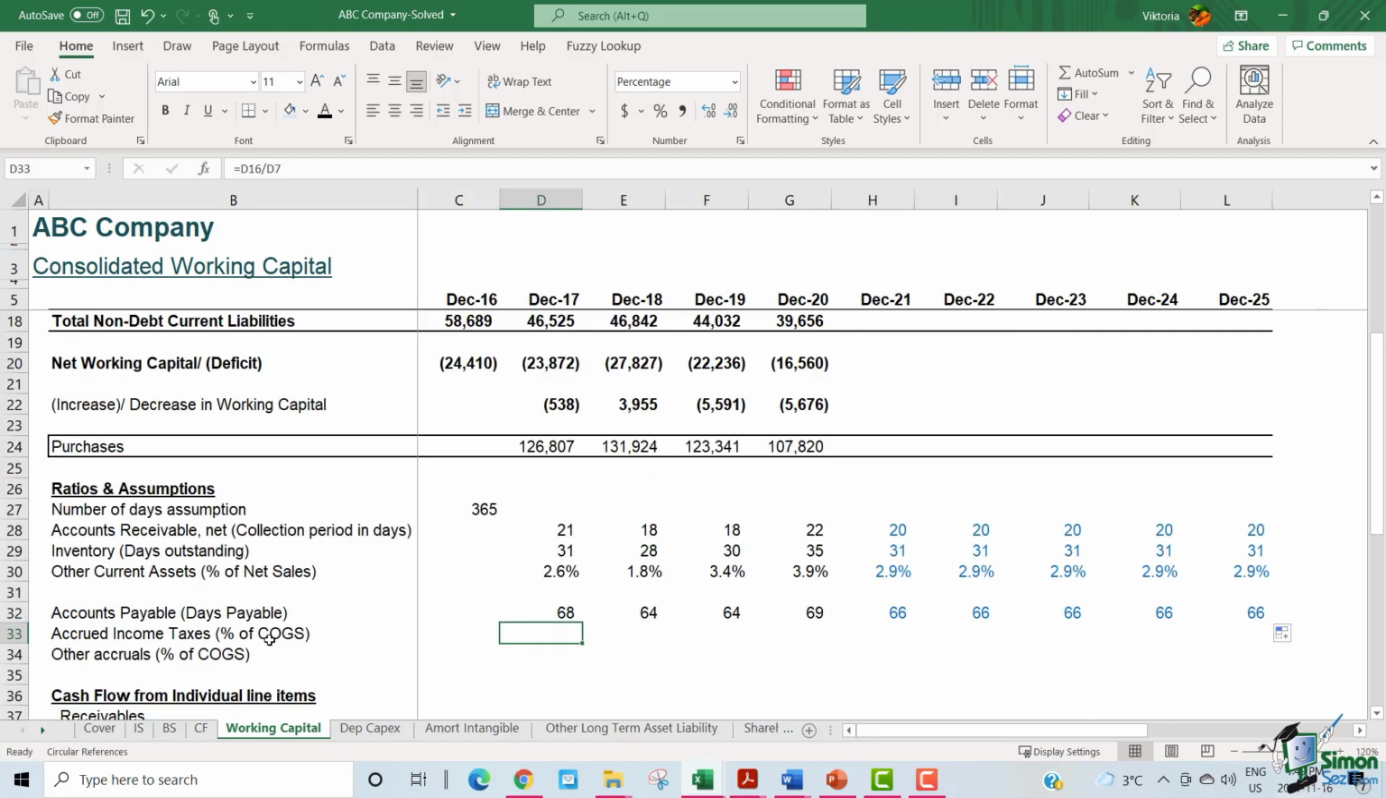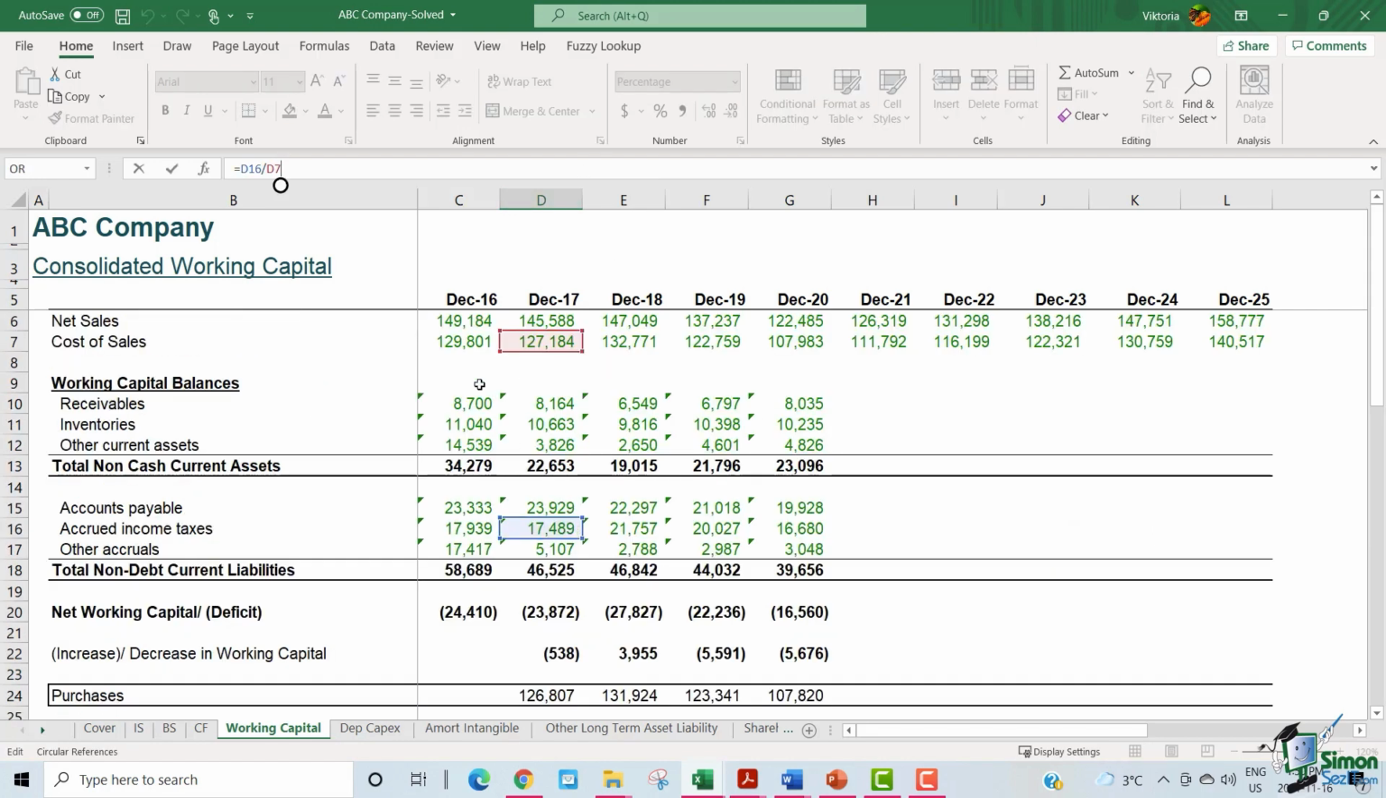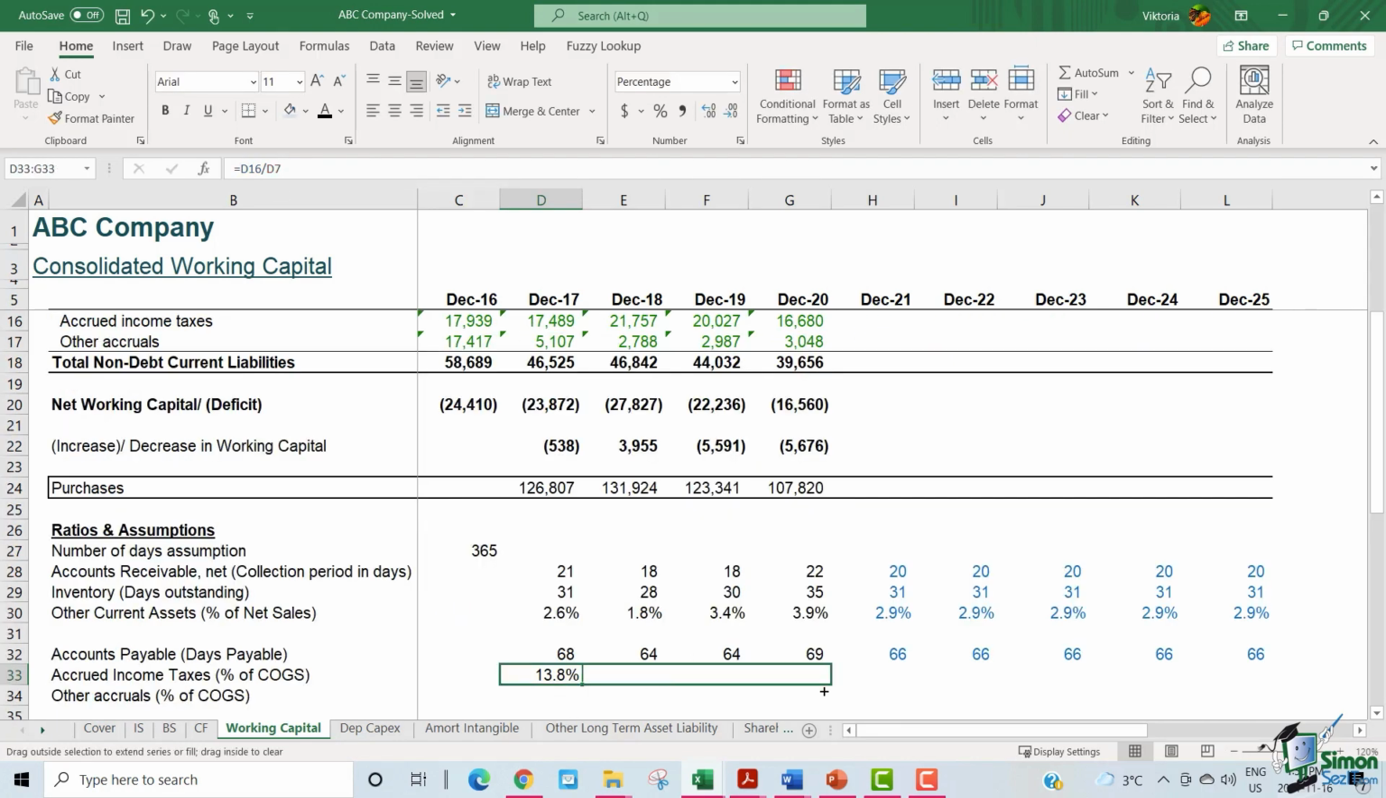For accrued income taxes, we will use the percentage of COGS or percentage of cost of goods sold, which is also known as the cost of sales. It's simply the accrued income taxes divided by the cost of sales. Our average accrued income taxes are around 15.5%. So let's use that number for the future periods.